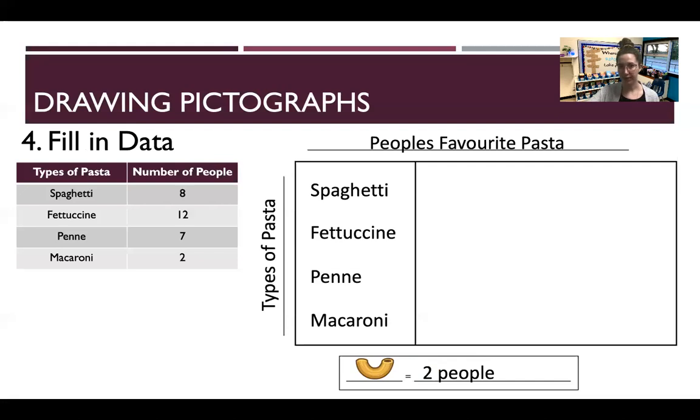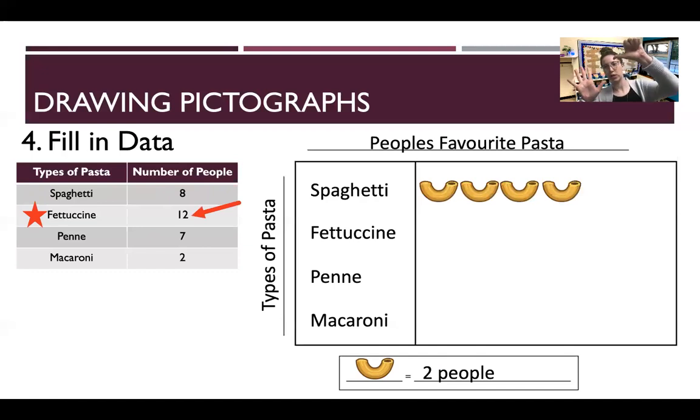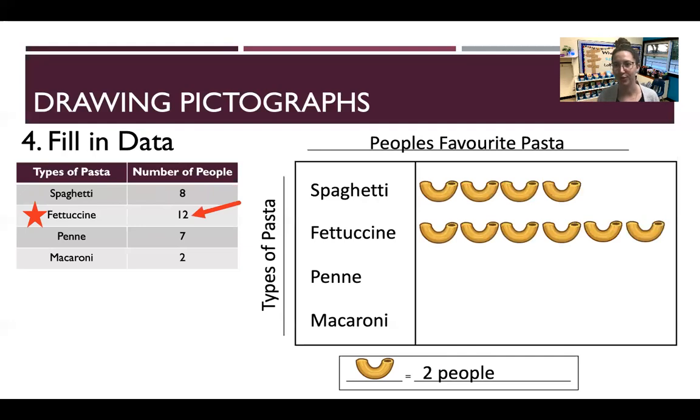The very next thing you do is fill in your data. I'm going to look first at spaghetti. Spaghetti has 8 people. Then I'm going to take my macaroni noodles and count up by 2s until I get to 8. So I have 2, 4, 6, 8, which means I need to draw 4 macaroni noodles. Boom. I'm an artiste. Next, we're going to go on to fettuccine. Fettuccine, we're going all the way up to 12. 2, 4, 6, 8, 10, 12, which means I need to draw 6 noodles.